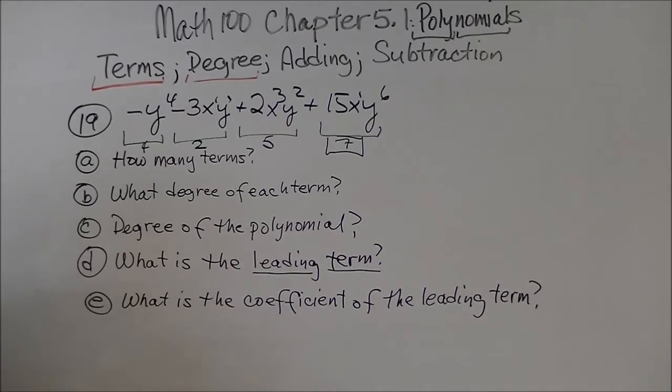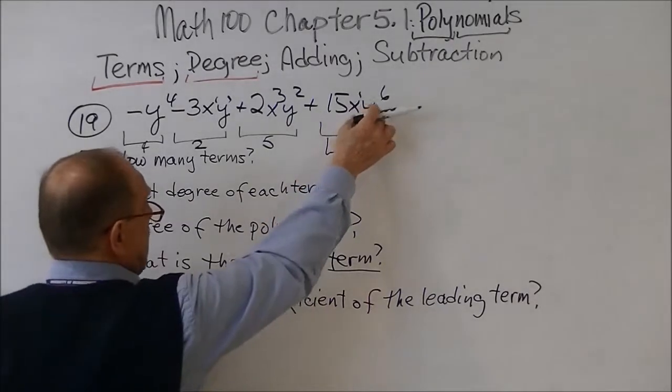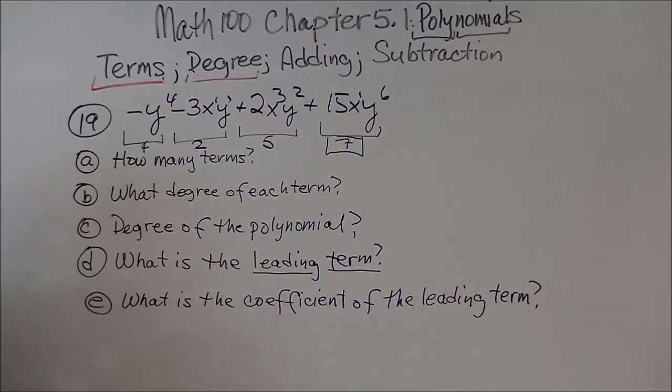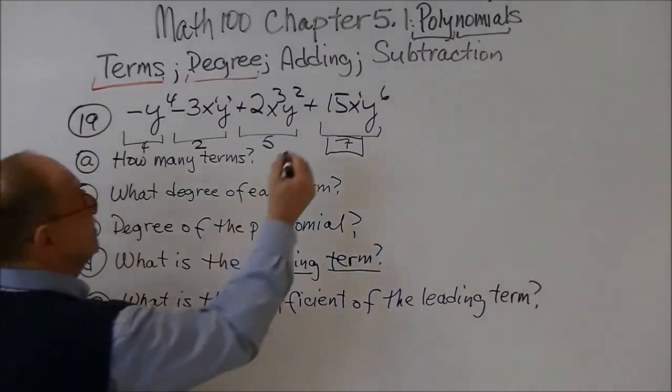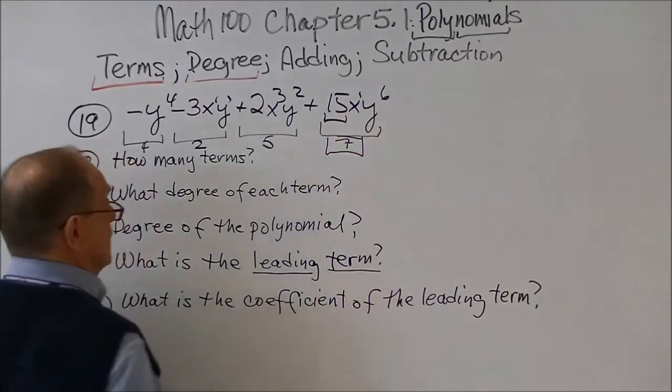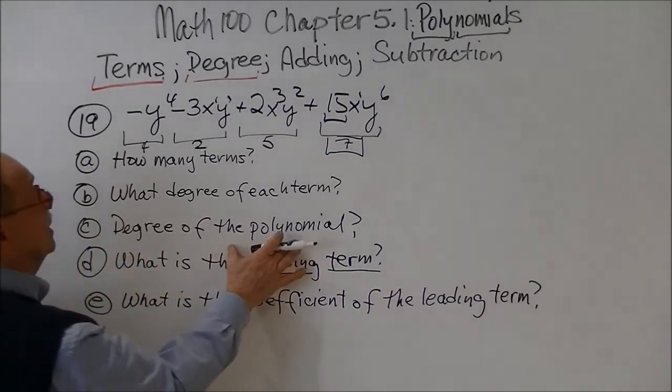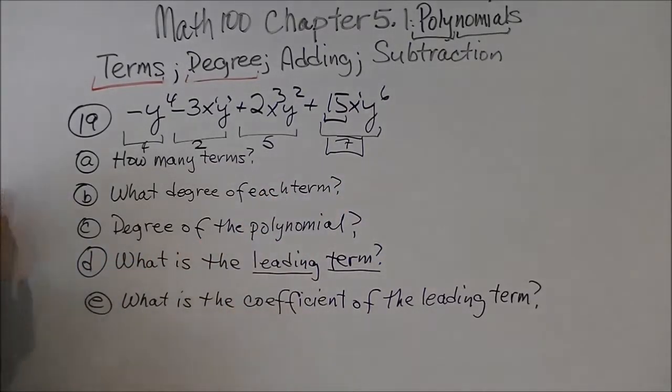What would be the leading term? Again, it's the one with the highest number. This would be the leading term. What is the coefficient of the leading term? It's 15. So, again, they only asked us to do this one, which we said was 7. We just gave you a little more information on that.